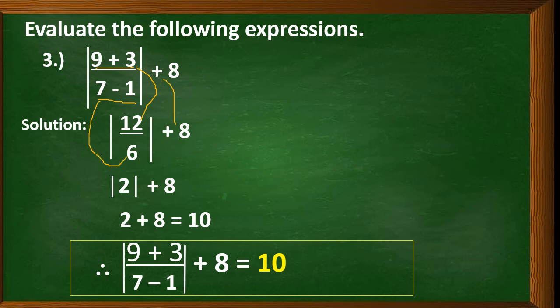Then just bring down plus 8. Next, we have to divide. So 12 divided by 6, the answer is 2. Just copy the absolute symbol. Bring down plus 8. Get the absolute value of 2. And the absolute value of 2 is equal to 2. Then bring down plus 8. Now add 2 plus 8. The answer is 10. That is why the absolute value of 9 plus 3 over 7 minus 1, plus 8 is equal to 10.